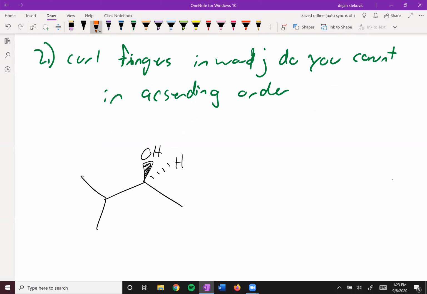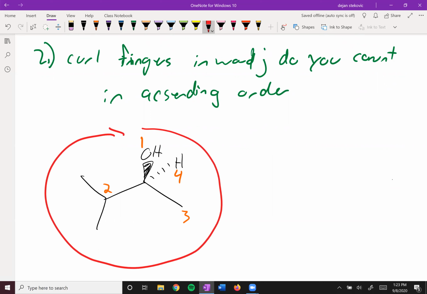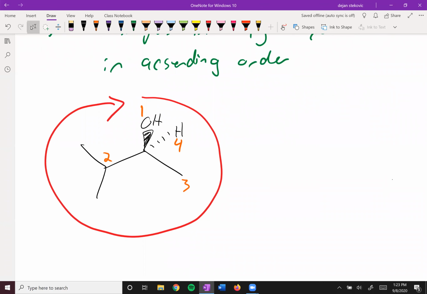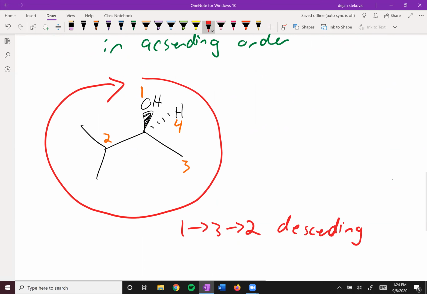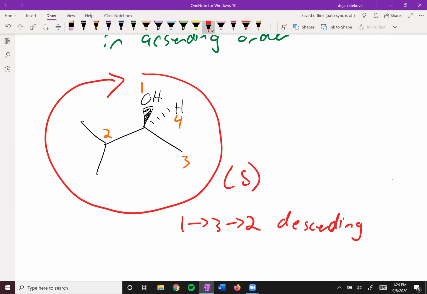Right, so we have this molecule right here. This alcohol gets number 1. This carbon with a whole bunch of other carbons gets 2. This carbon gets 3. And then hydrogen, of course, gets number 4. And so what you're thinking about is pointing your thumb back into the face of the hydrogen, right? So point your thumb kind of going into this piece of paper. And then you start curling your fingers, and they're going to curl this way, and that goes from 1 to 3 to 2. That's in descending order, right? That's not how you normally count. You don't count like that. And so it's S, right?